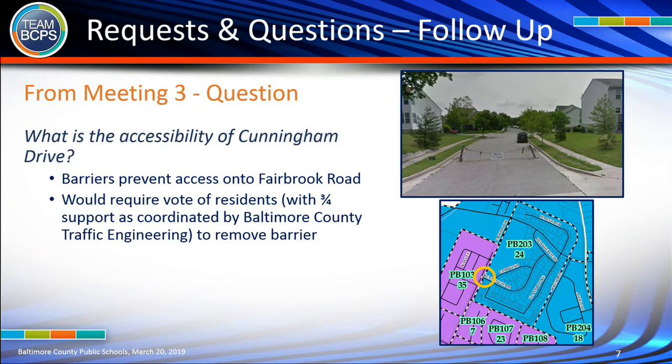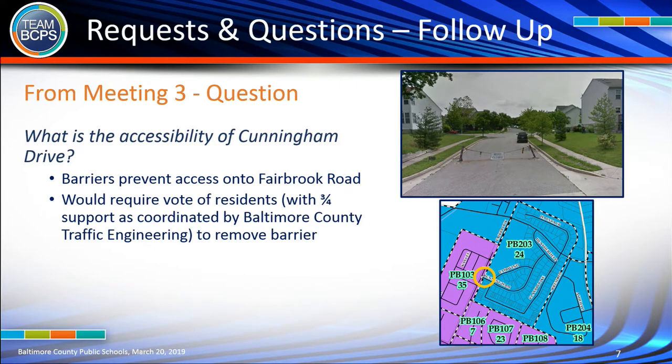There's a follow-up question from meeting three. There was a lot of discussion around Cunningham Drive, and we have a circle of it in here. This is the northern part of the Dogwood attendance boundary, which stretches up north, and there are some apartments in that region that feed into Dogwood. There was also discussion about a single family development here that has a road that tees into this area. But the road is closed, and you can see a picture of it here, a road closed sign and some posts with a chain that block the road.